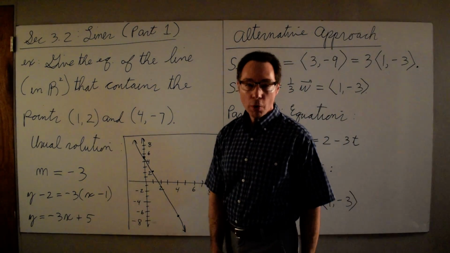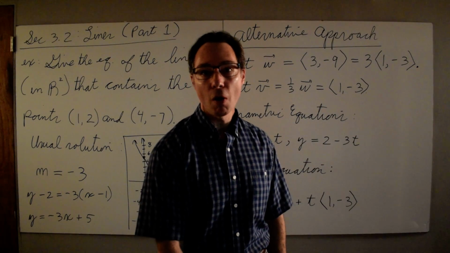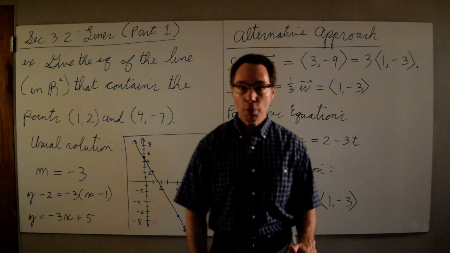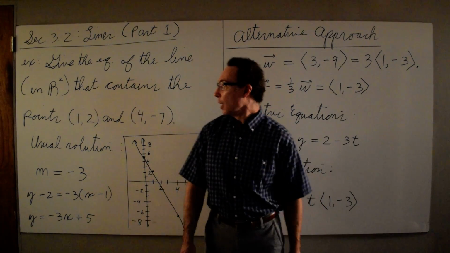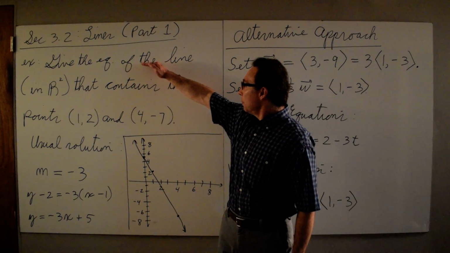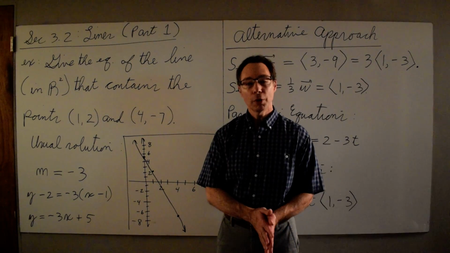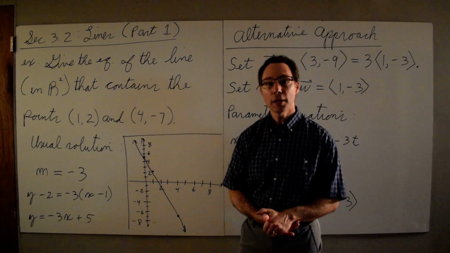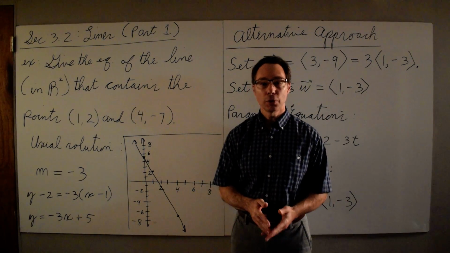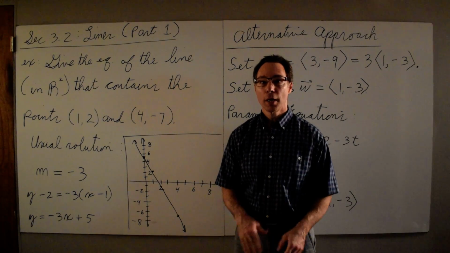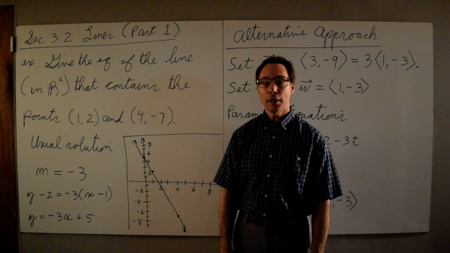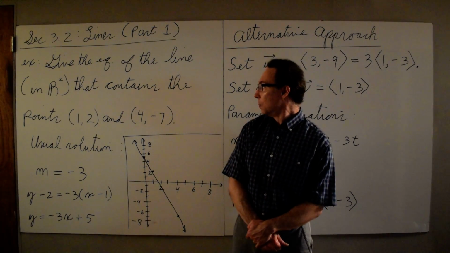This is the first video on section 3.2, lines. I'm going to start with an example that's not in your notes. So this is just a typical find-the-equation-of-a-line in R2 example, and I'm going to show you an alternative approach to this. So when we get into lines in 3-space, the equations will make a little bit more sense to you.